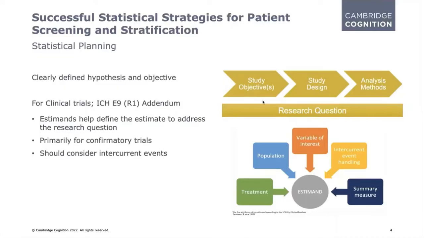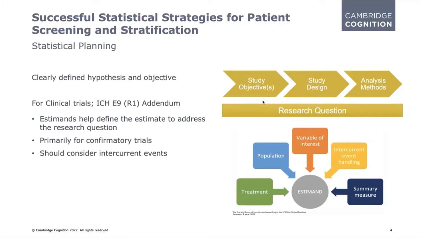So within any clinical study, whether that be a clinical trial or even an observational study, it's really important that we understand the research question. And that allows us to inform a clear study objective. As you can see demonstrated on the image on the right, when we have a clearly defined study objective, we can then use this to inform our study design and also the analysis methods that we incorporate.